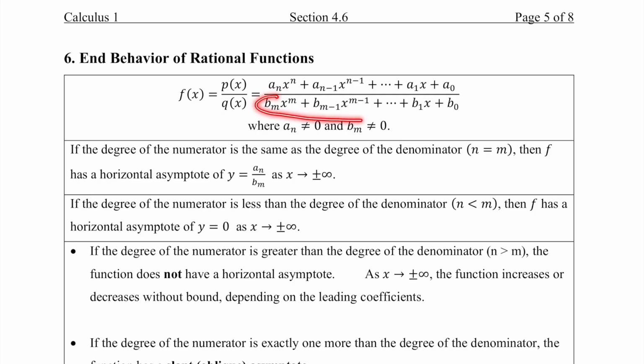This polynomial represents the denominator. In this polynomial, bm times x to the m is the leading term, and m is the degree of the denominator. bm is the leading coefficient of the denominator.